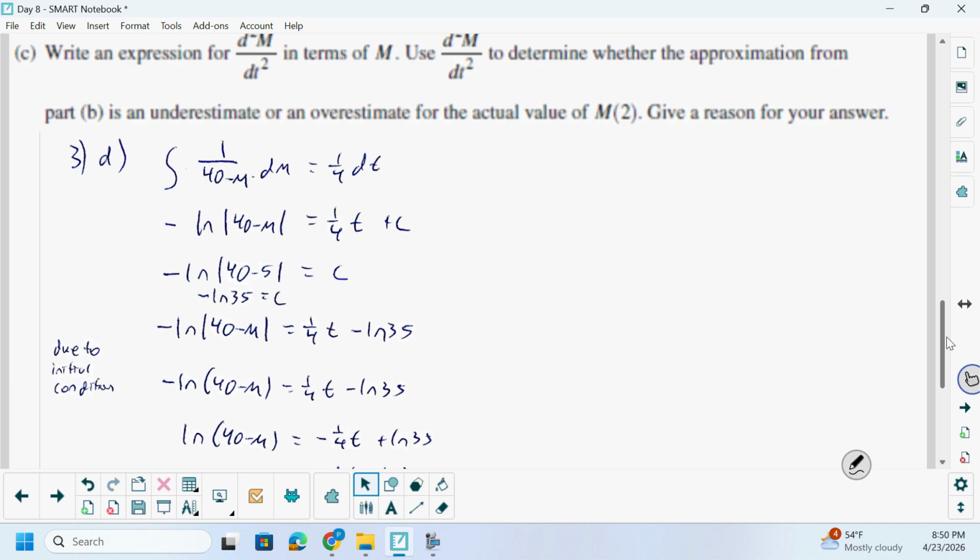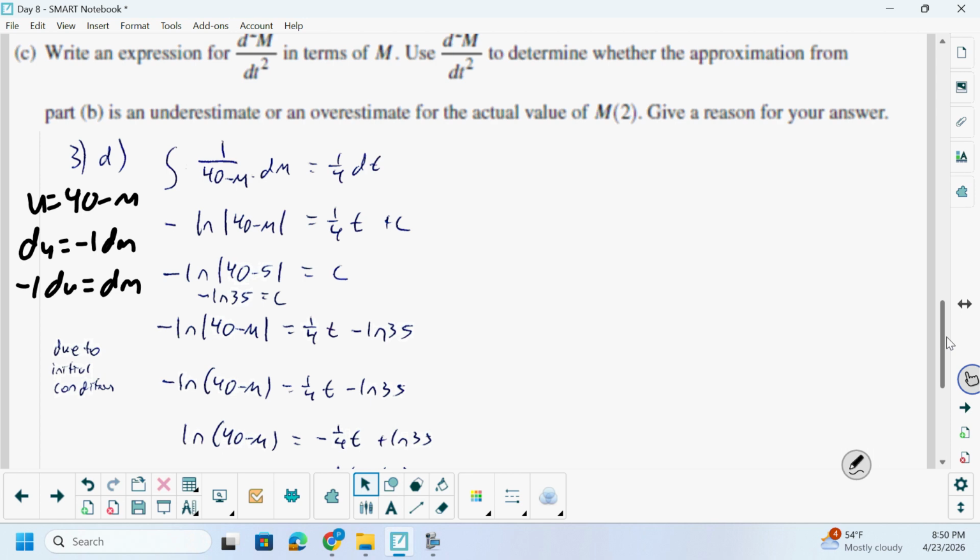We technically have a u substitution on the left there where u is equal to 40 minus m. So du equals minus 1 dm. So we have a correction of negative 1 to get dm by itself. And then that would become a 1 over u, whose antiderivative is natural log absolute value of u. So that's where the negative natural log absolute value of 40 minus m is coming from.